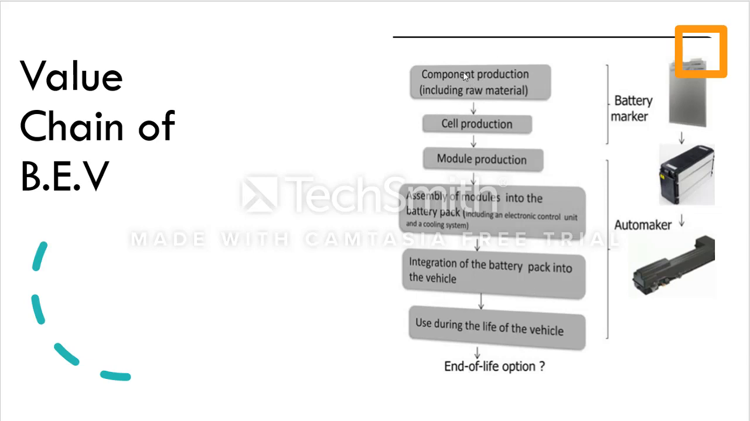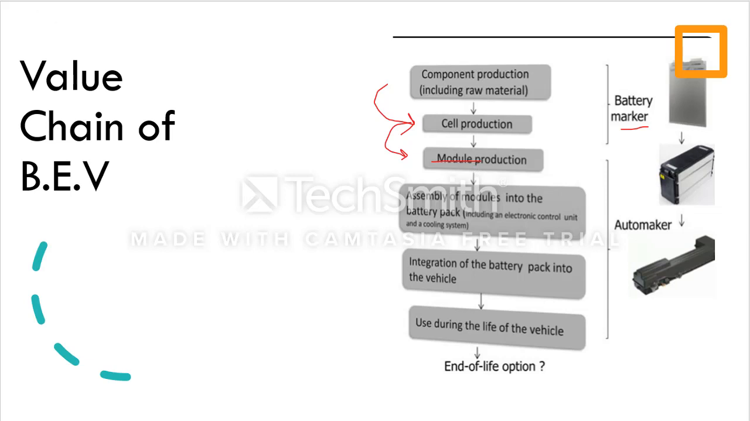But for now, the first step is that the battery makers use the components from the raw materials and provide a cell production. Once the cell production is done, the cells are then combined into modules. So the module production takes place. Once the cells are combined together, they are converted into sheets, which is known as the module.